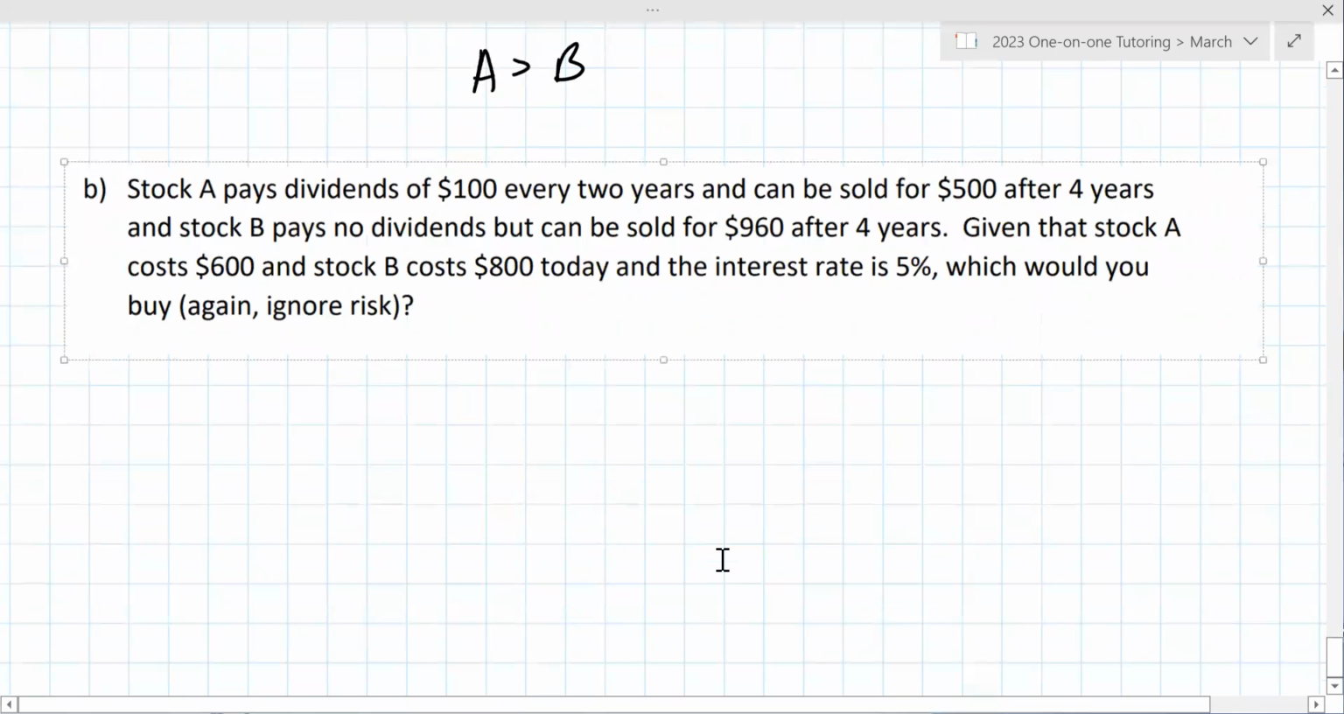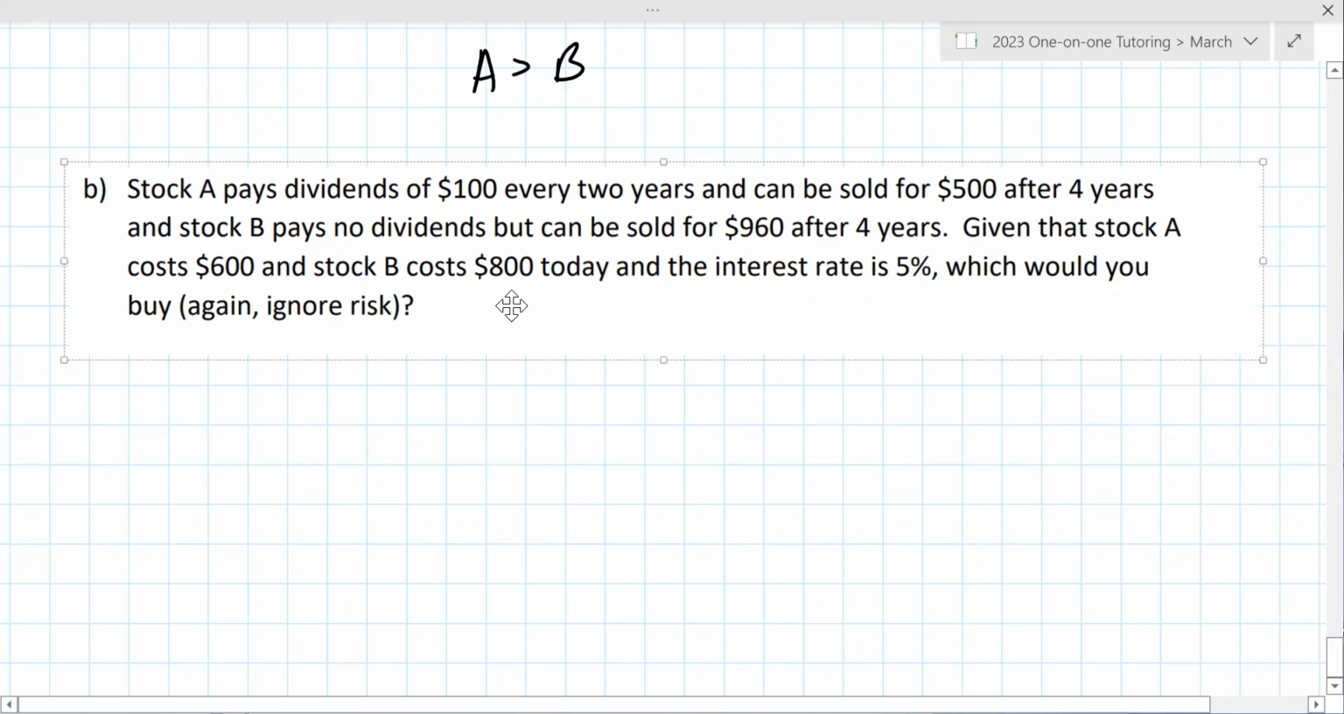It says stock A pays dividends of $100 every 2 years and can be sold for $500 after 4 years, but B pays no dividends but can be sold for $960 after 4 years. Given that A costs $600 and stock B costs $800 today, which would you buy?